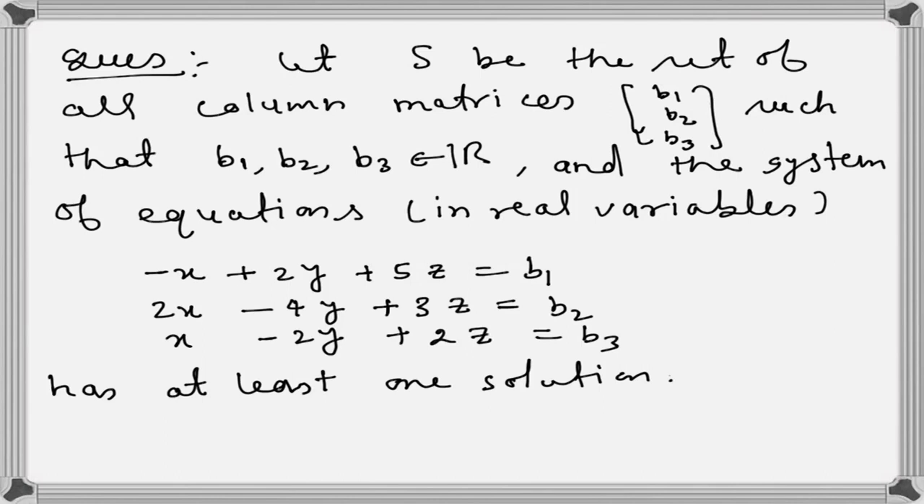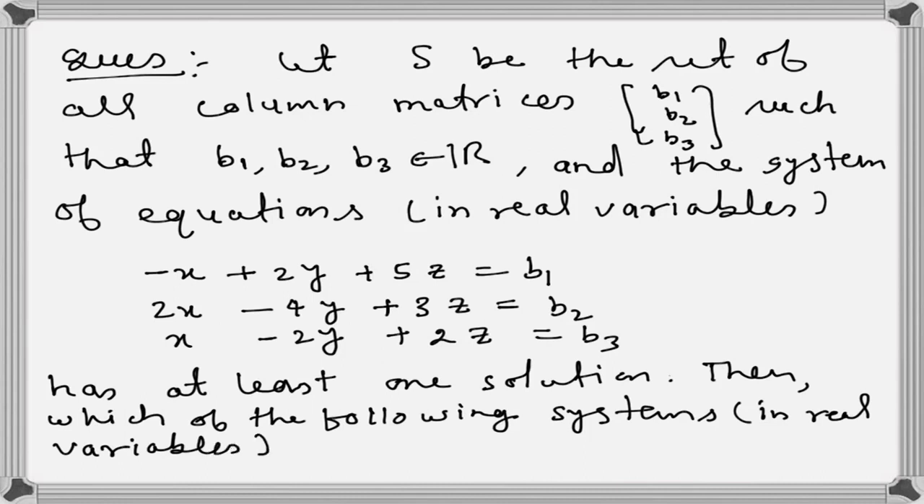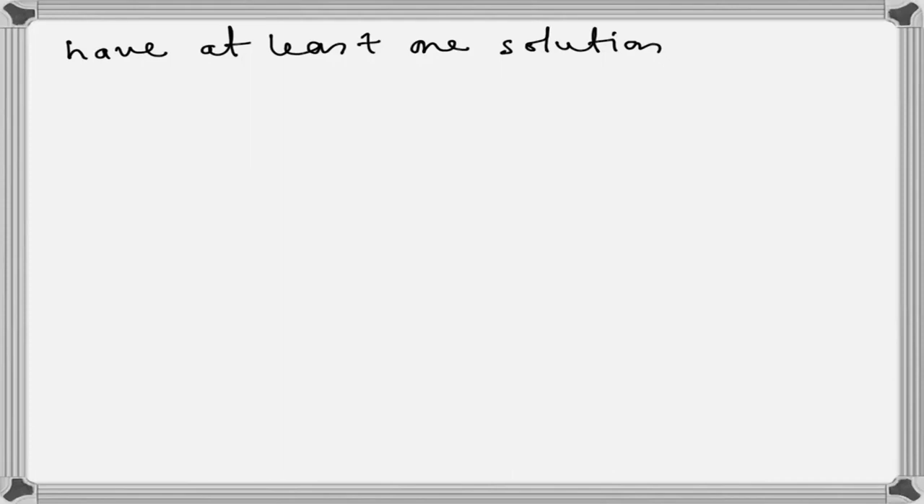Then which of the following systems in real variables have at least one solution for each B1, B2, B3 belonging to S.